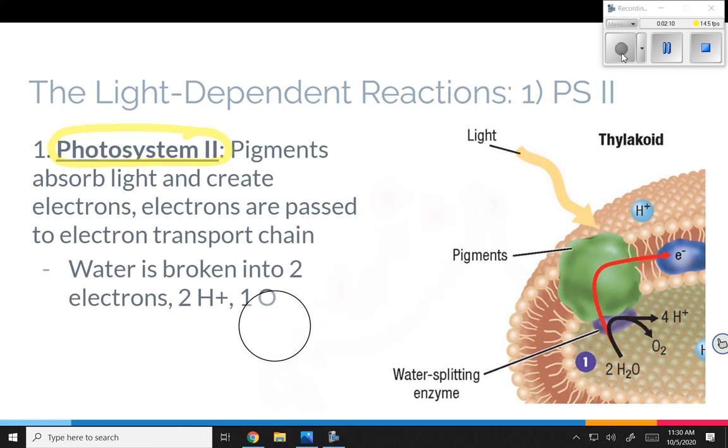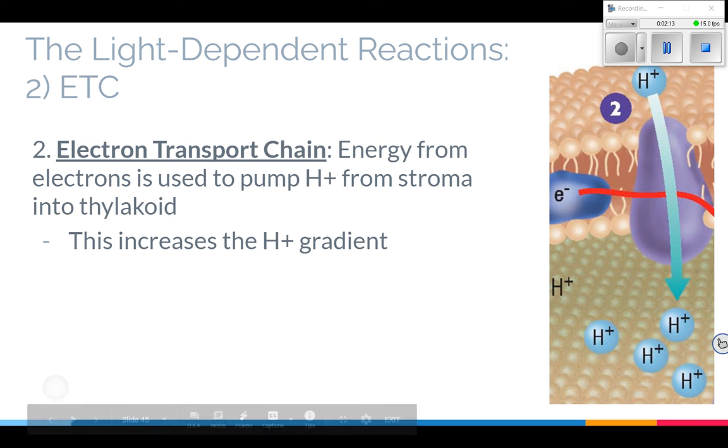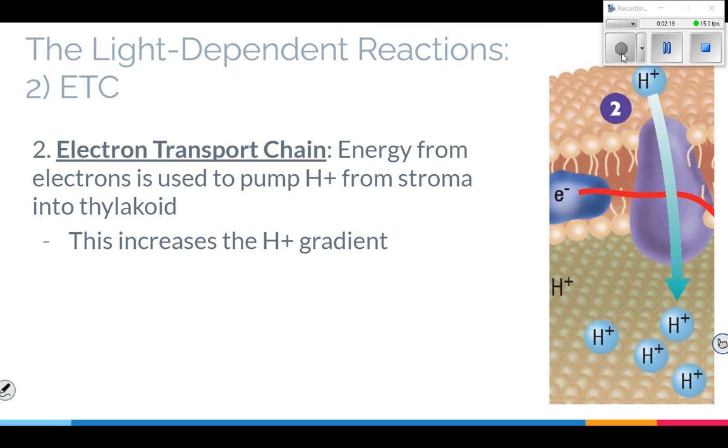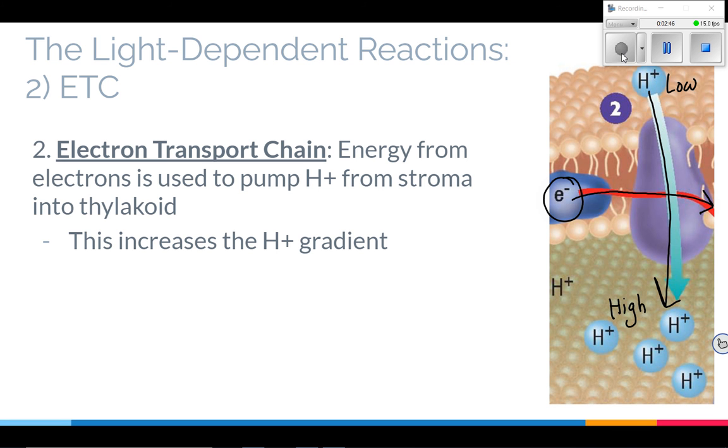Now let's follow the electron and see where it goes next. It's going to go to a place called the electron transport chain. So we can see the electron is moving through that purple protein called the electron transport chain, and when it moves through there, we use the energy from the electron to pump hydrogen ions into the thylakoid. This is a low concentration of hydrogen ions, and this is a high concentration. Going low to high is active transport, so it requires energy, and we're able to use the energy from the electrons to pump hydrogen ions in. Why are we pumping hydrogen ions in? Because that will be important in step 4.